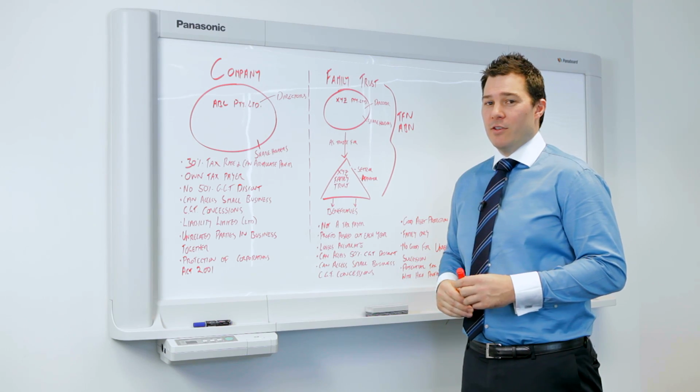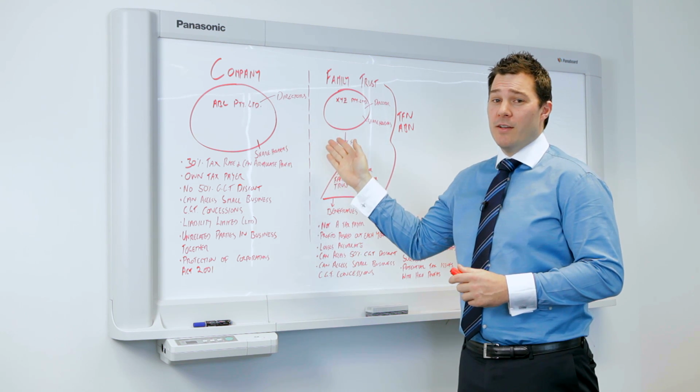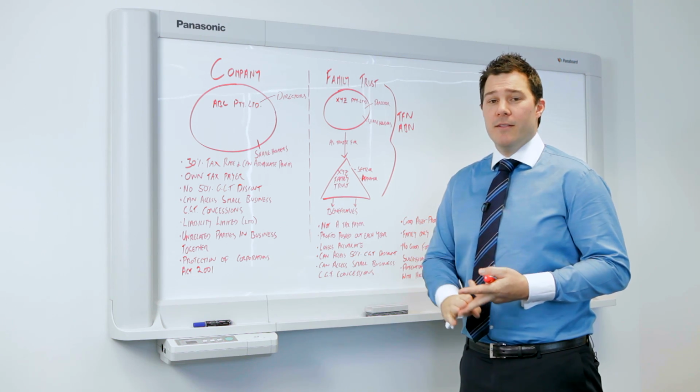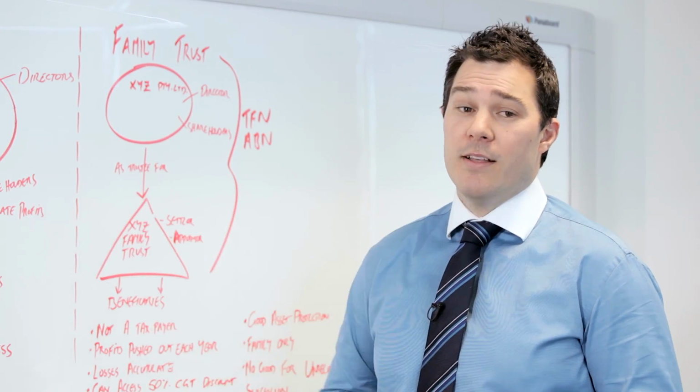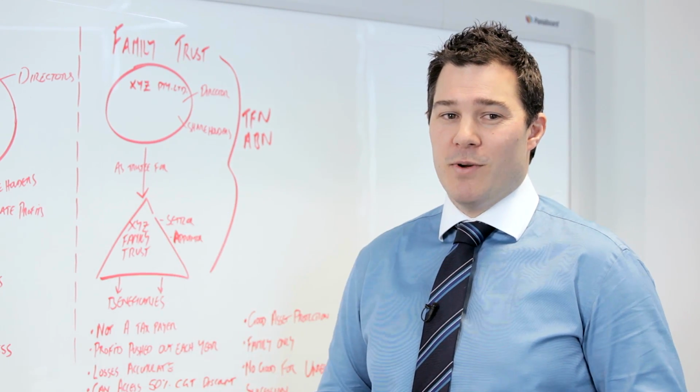It's very, very difficult and costly to transfer from a family trust to a company or vice versa, or indeed many other entities, because you have the potential for capital gains tax, the potential for stamp duty. It's really treated as a sale from one to another. So this here is just a very basic look at some of the key differences between a company and a family trust.